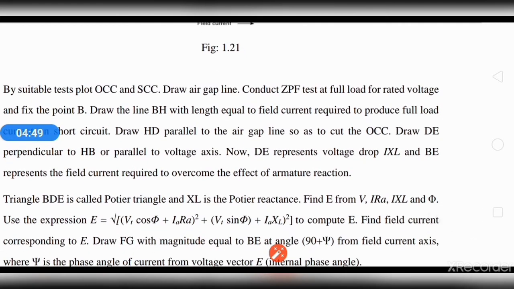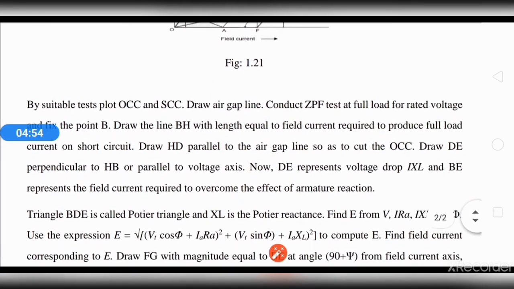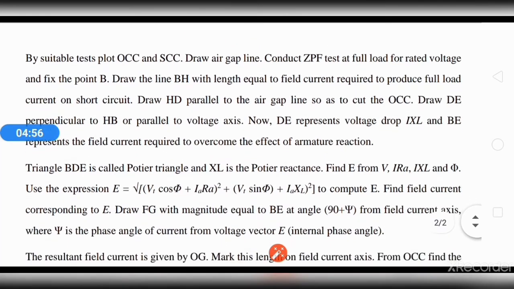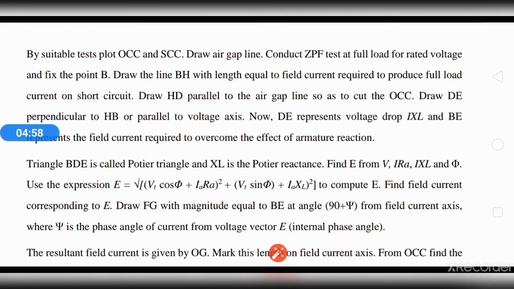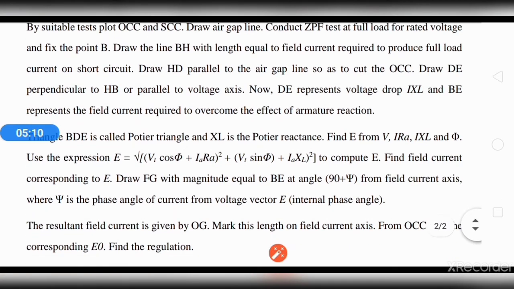So triangle BDE is a Potier triangle, and XL is the Potier reactance. From this, find E from V, IARA, IXL and phi, using the equation E equals the square root of (Vt cos phi plus IARA) whole square plus (Vt sin phi plus IAXL) whole square. To compute E, find the field current required corresponding to E.